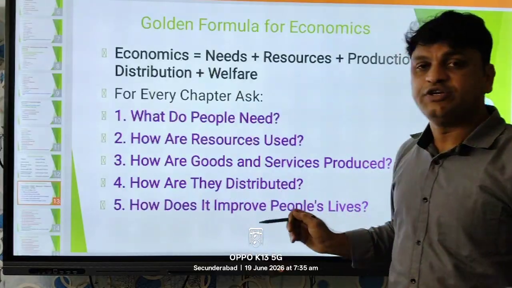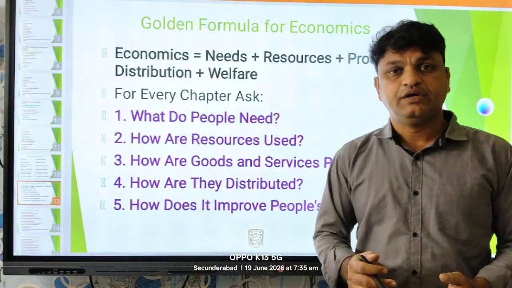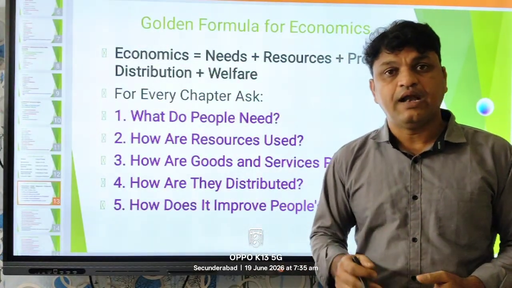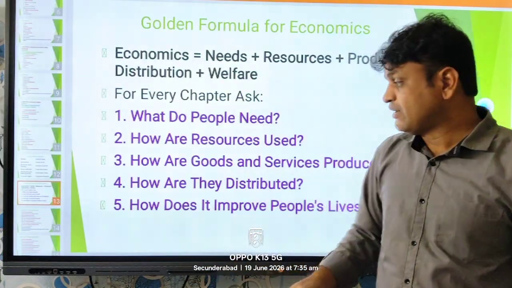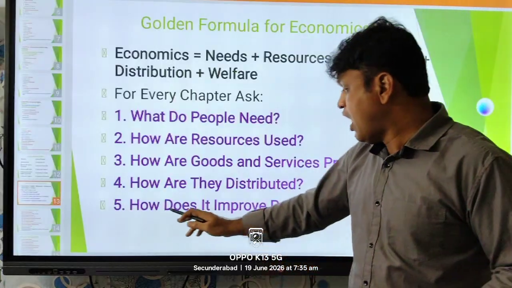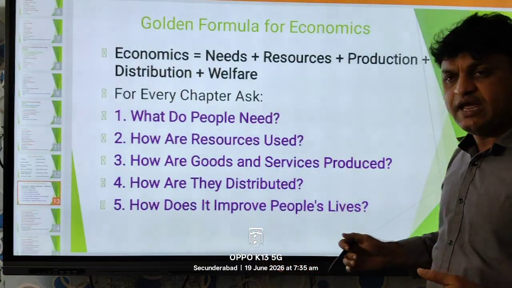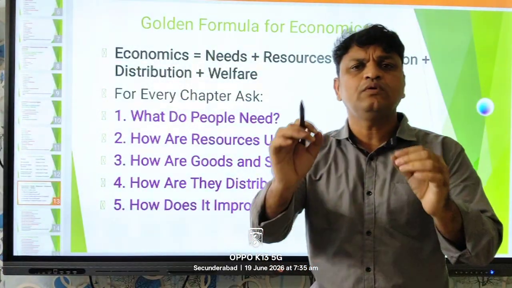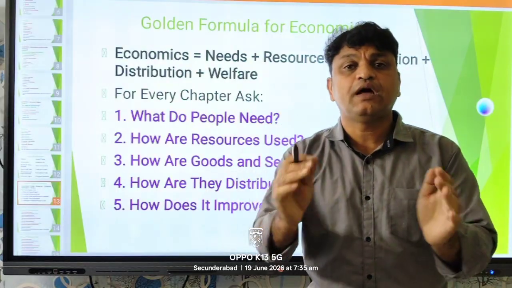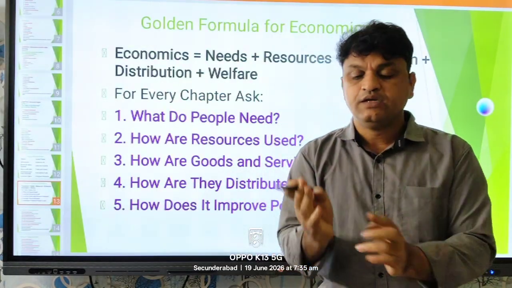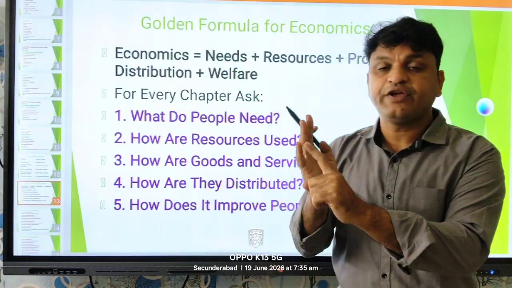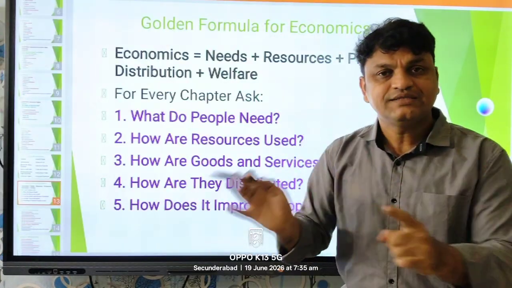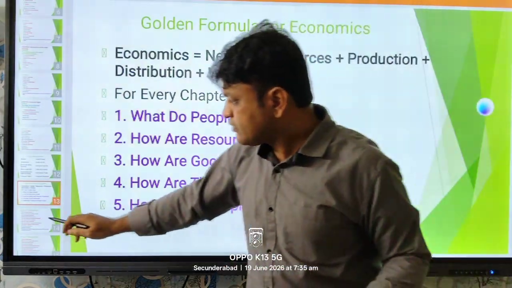How are they distributed? So what is the mechanism we have? State level, country level, and international level, what are the mechanisms? How are we distributing goods to the people? And what are the different mechanisms which we are going to look at? How does it improve people's life? Ultimately, economics deals with how it is improving people's life, how it is improving your standard of living. Standard of living deals with your income status, your health status, your education status. All this comes under economics only.